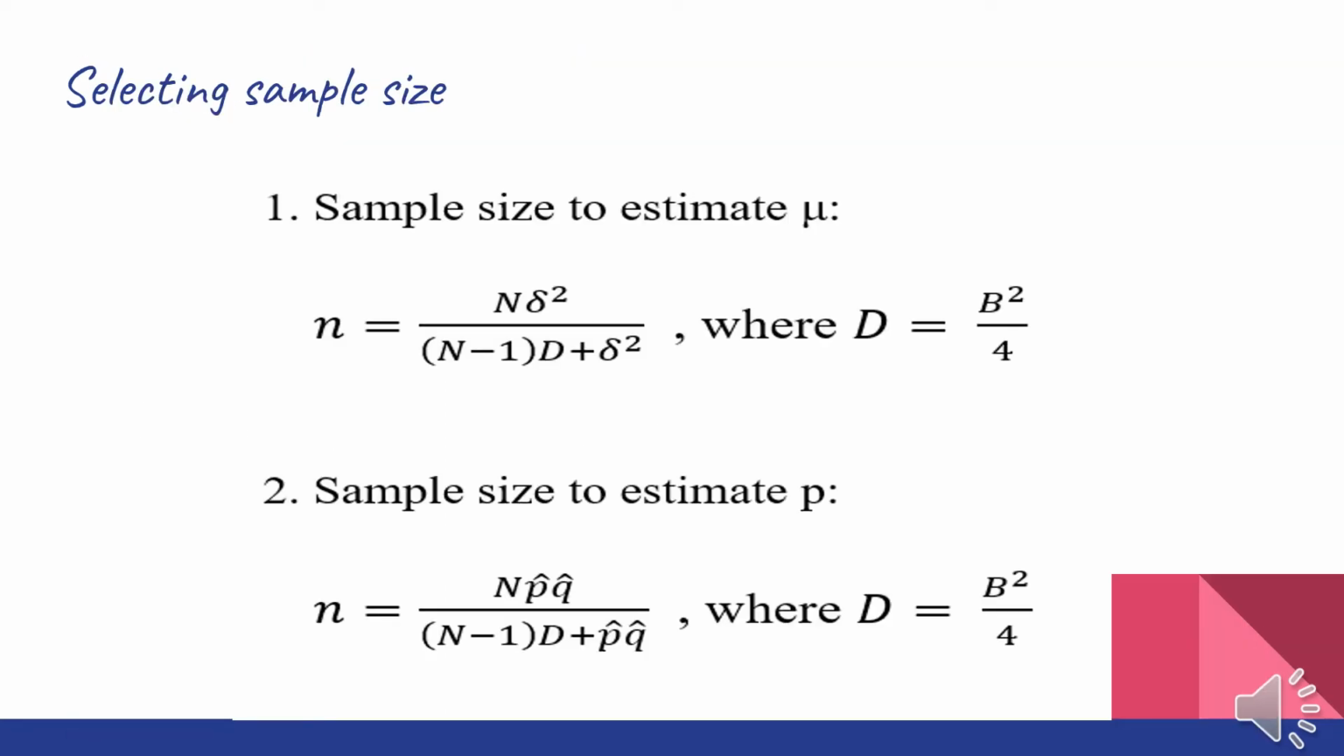To select the sample size, we use these two formulas. The first one is the sample size to estimate mu. n equals N times variance divided by (N minus 1) times D plus variance, where D equals B squared over 4. The second one is the sample size to estimate proportion. n equals N times p times q divided by (N minus 1) times D plus p times q, where D equals B squared over 4.